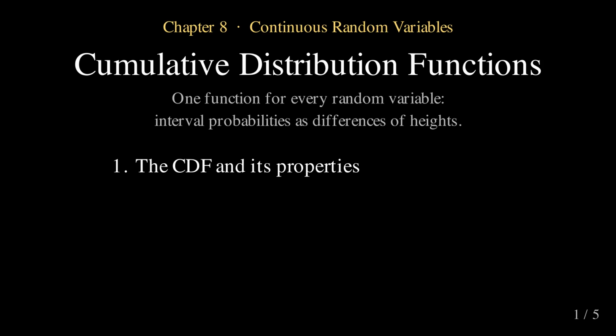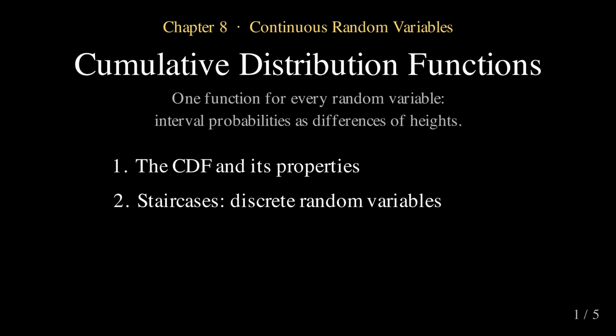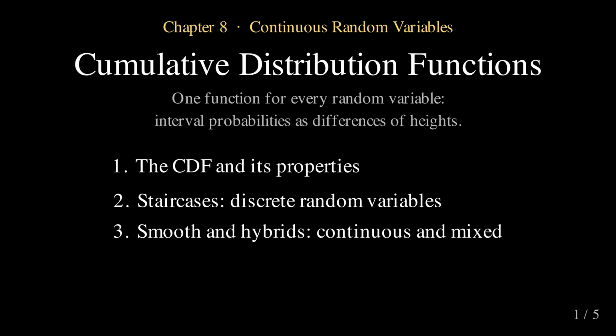The bridge is the cumulative distribution function. One object defined for every random variable, with 3 properties it must obey. We watch discrete variables draw staircases whose jumps are exactly their PMFs and meet the new citizens, smoothly climbing CDFs, the continuous random variables, plus the hybrids in between.